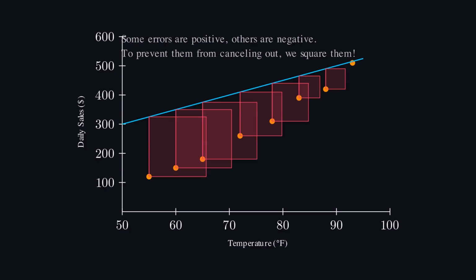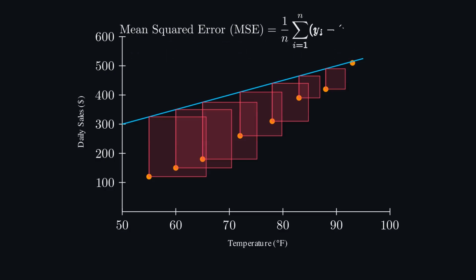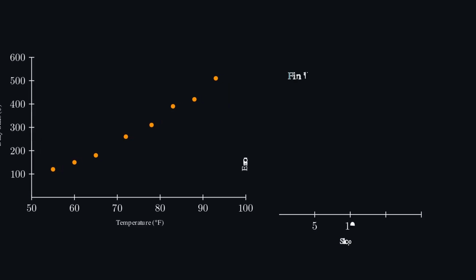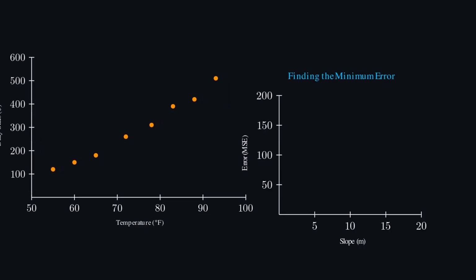To fix this, we square each error. Squaring turns every negative number positive, and it heavily penalizes the line for making really large mistakes. If we take the average of all these squared errors, we get the mean squared error, or MSE. This is our cost function. The higher the MSE, the worse our line is. We want to find the line that makes this error as close to 0 as possible.